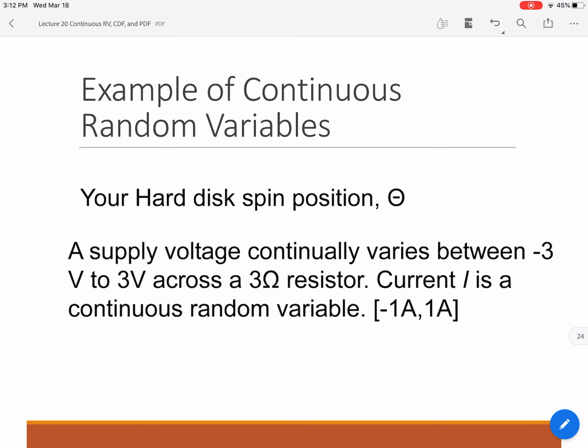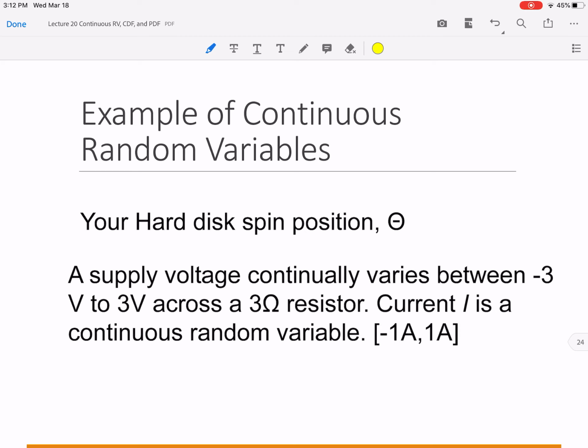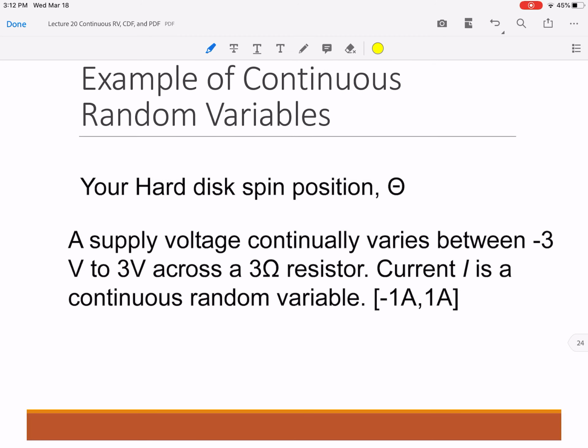Some examples of continuous random variables are as follows. For example, if you were to measure voltage across 2 points and let that be a continuous voltage between -3 volts to 3 volts, and let's say that between those 2 points you have a 3 ohm resistor, then the current is going to be continuous between -1 ampere to 1 ampere.